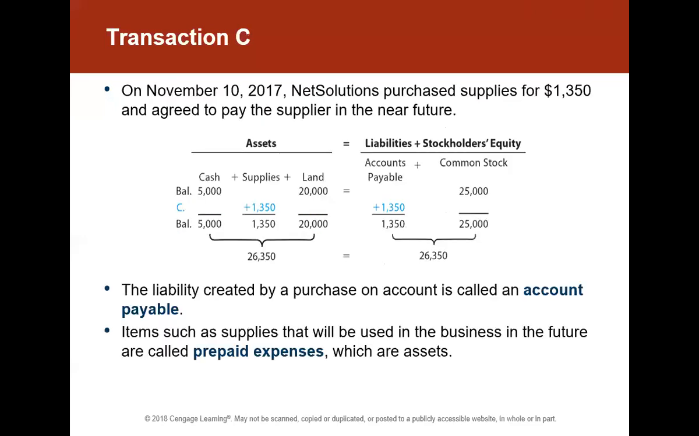On November 10th, we purchased supplies, and it says we agreed to pay the supplier in the near future. So we didn't pay cash. We bought supplies. Well, supplies is an asset, and supplies are increasing. So supplies goes up. Cash and land stay the same. And then on our right-hand side, nothing happened to common stock or equity. But we now owe. We've created a debt, a liability of $1,350. So accounts payable, which is a liability, increases. Our debt increased. Okay. So supplies increased and liabilities increased.